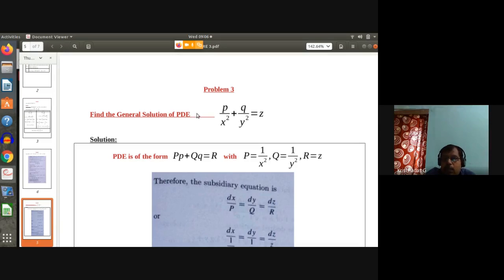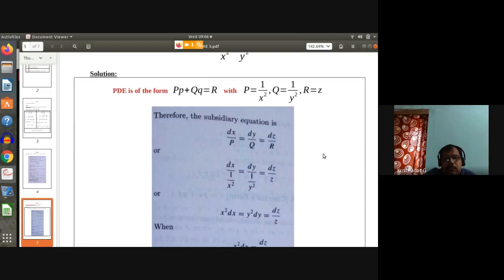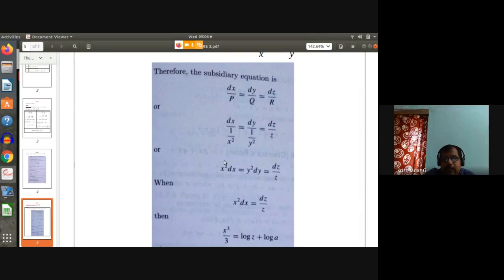Okay. So this is our partial differential equation and it is of this particular format. So we note P, Q, R. Now we write the auxiliary equation: dx by P equal to dy by Q equal to dz by R. Here P, Q, R are 1 by x square, 1 by y square, and z. So I take this to this form: x square dx, y square dy equal to dz by z.